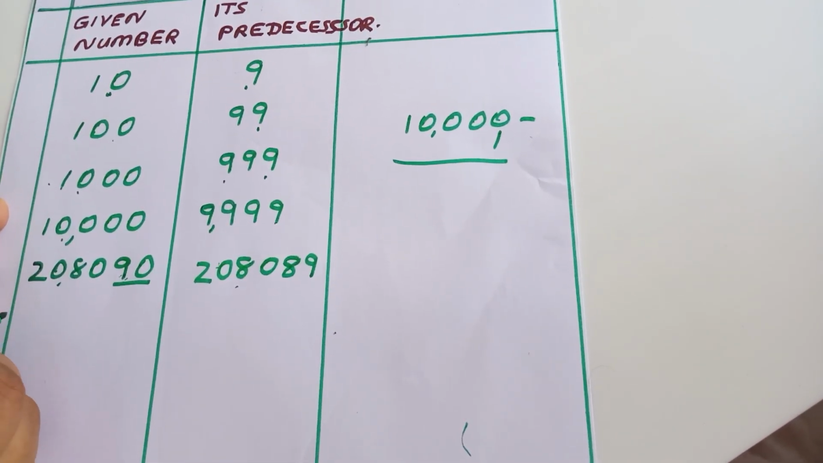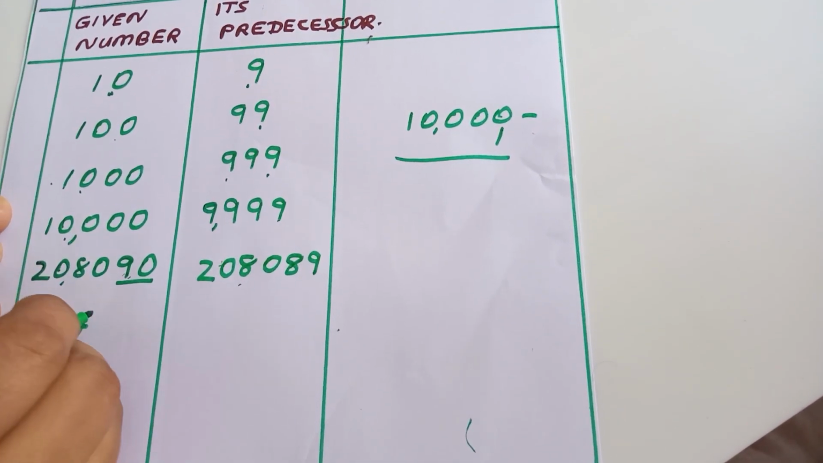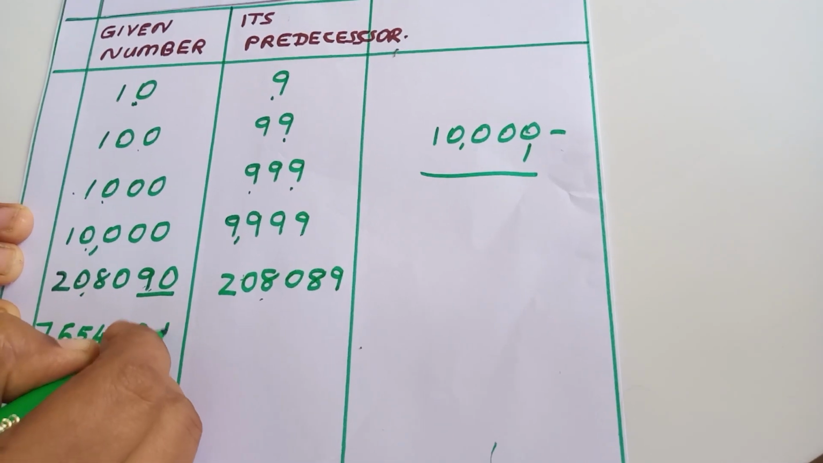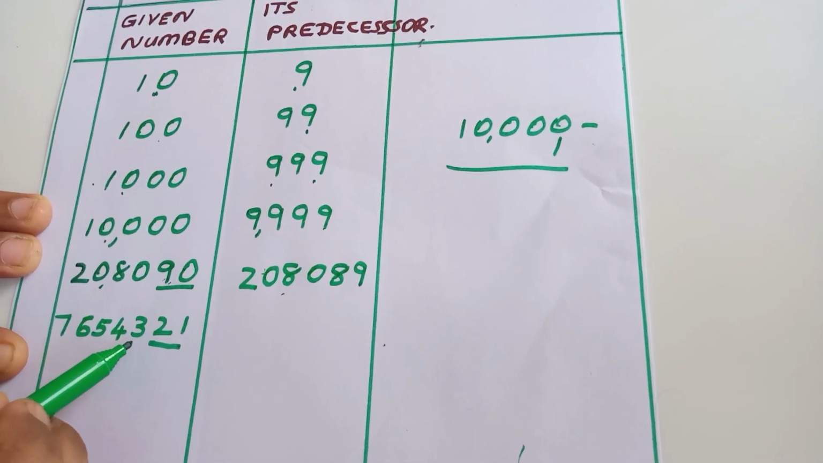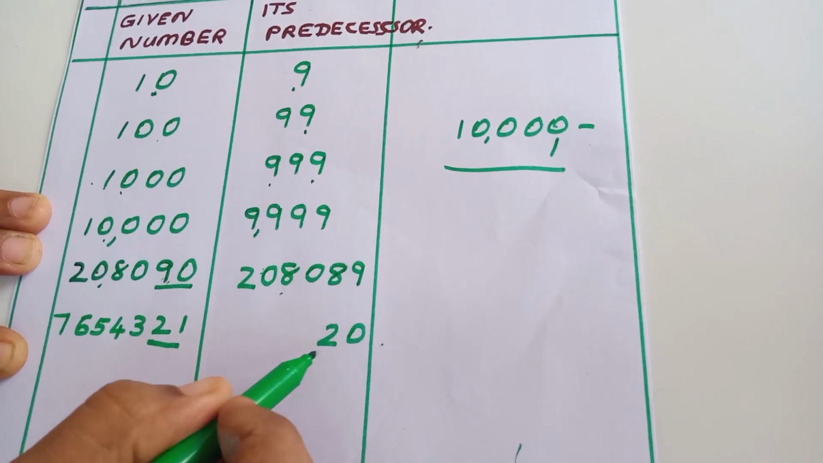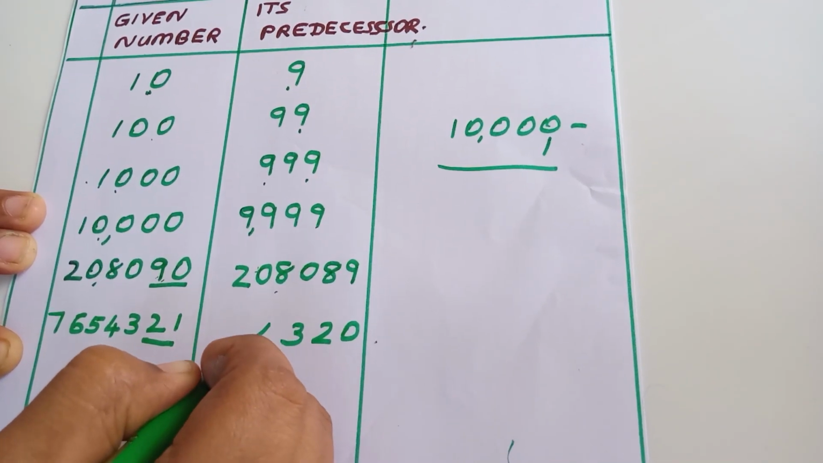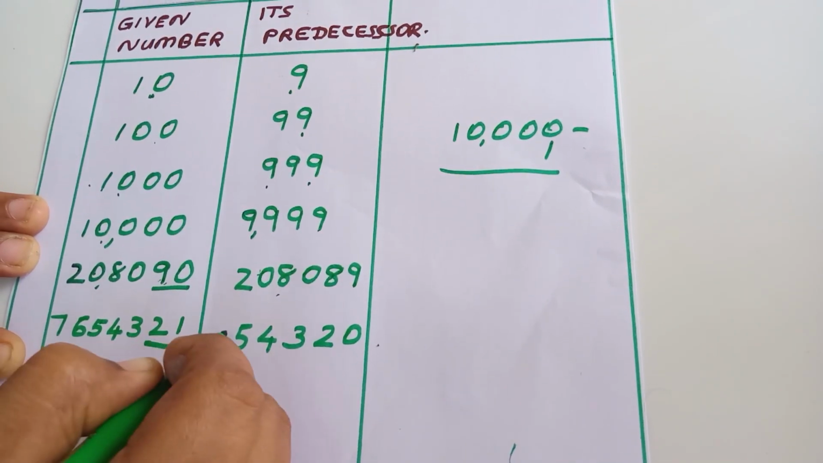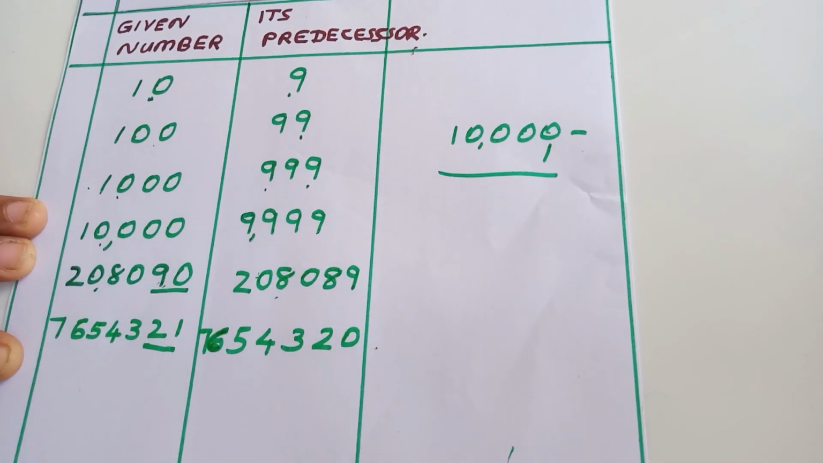Again, one more problem is there. So, think of 21. What will be the predecessor of 21? Just subtract 1 from 21, we will get 20. Just write down the numbers as it is. So, very easily you are getting the predecessor. Is it clear to you?